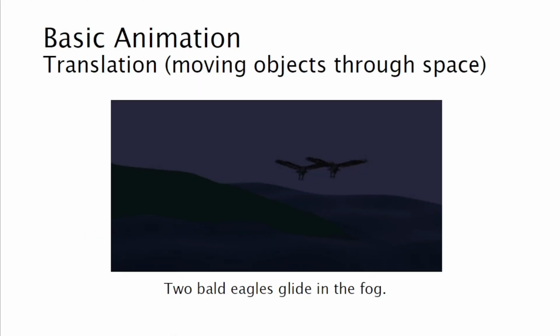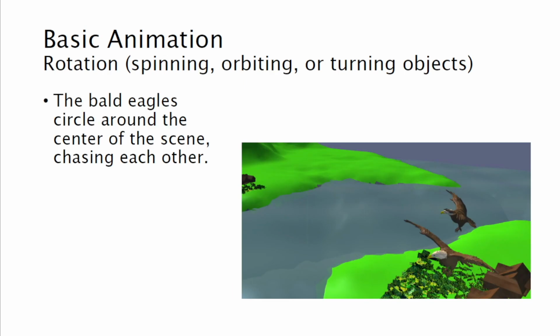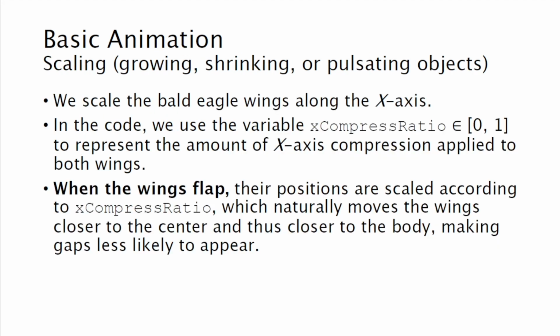For the basic animation, we added two eagles guided in the fog as the translation. The eagles circle around the center of the screen, showing a tracing path for the rotation. For the scaling, we scaled the eagle's wings along the x-axis.